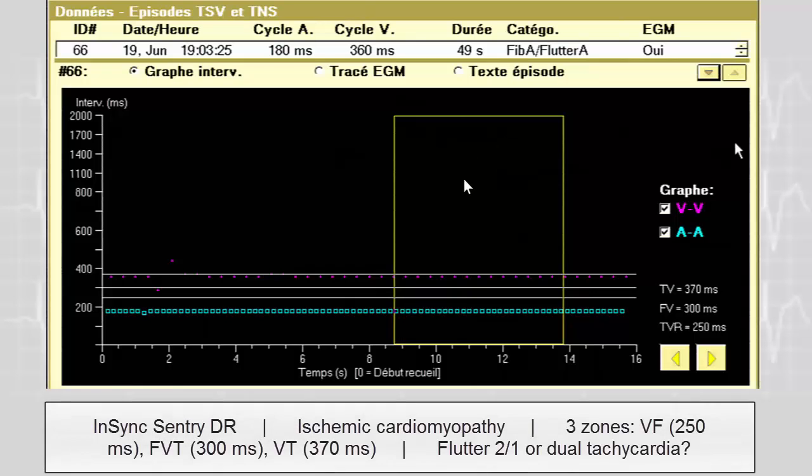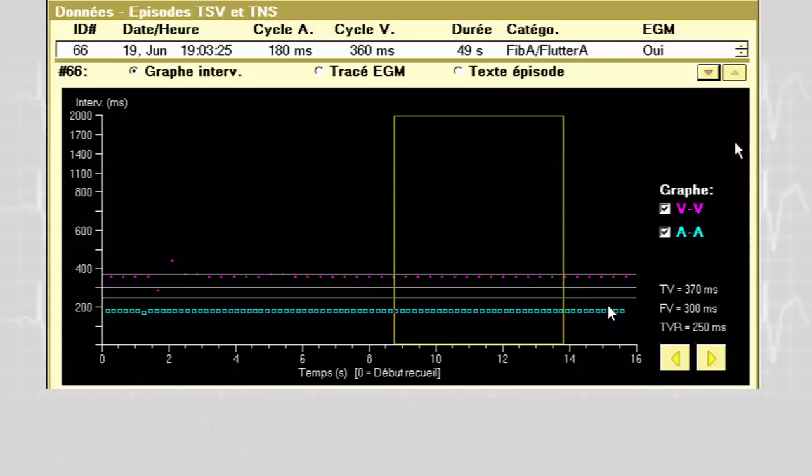This is the case of a patient with ischemic cardiomyopathy implanted with a dual lead ICD. You can see on the plot a very fast and regular atrial rhythm and a fast and also regular ventricular rhythm detected in the VT zone. There are different questions on this plot.